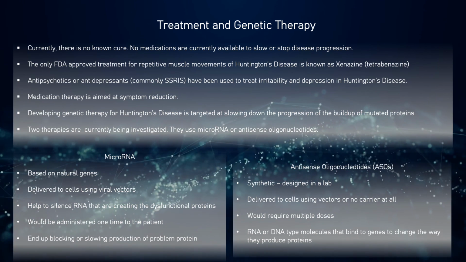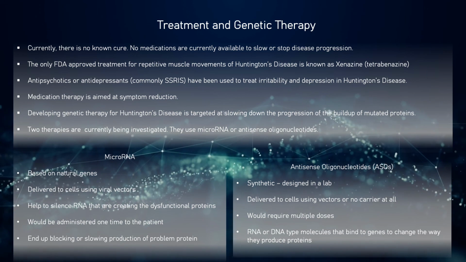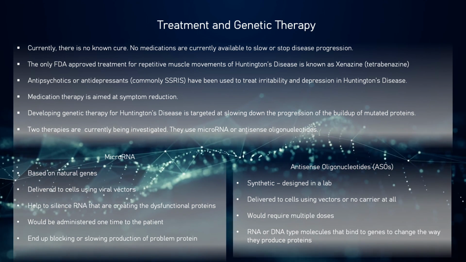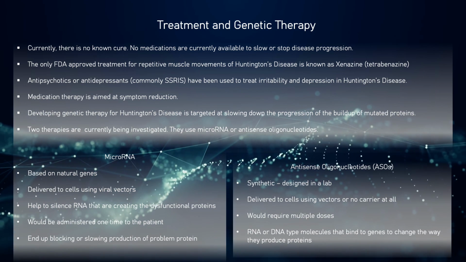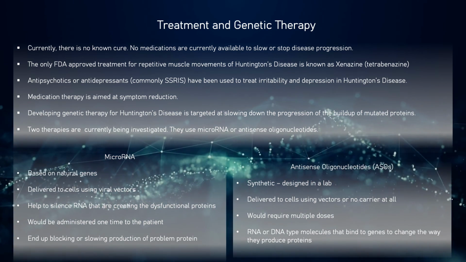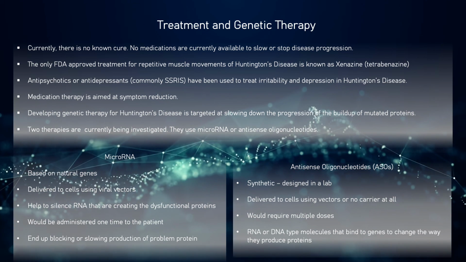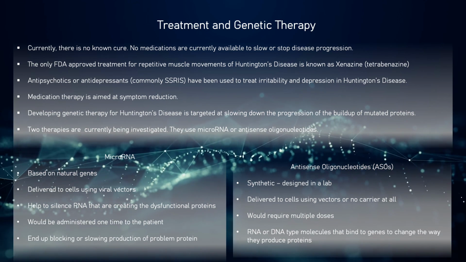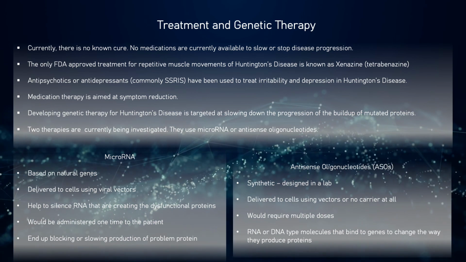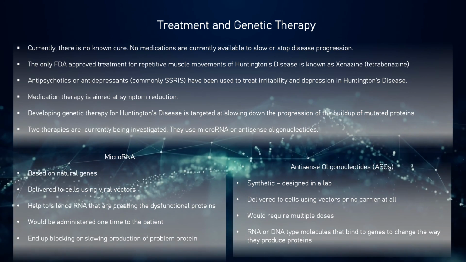On the right, the antisense oligonucleotides, ASOs, are synthetic, designed in a lab. They're delivered to cells using vectors or no carriers at all. They would require multiple doses to the patient. It is an RNA or a DNA type of molecule that binds to genes, and it changes the way that they produce proteins.